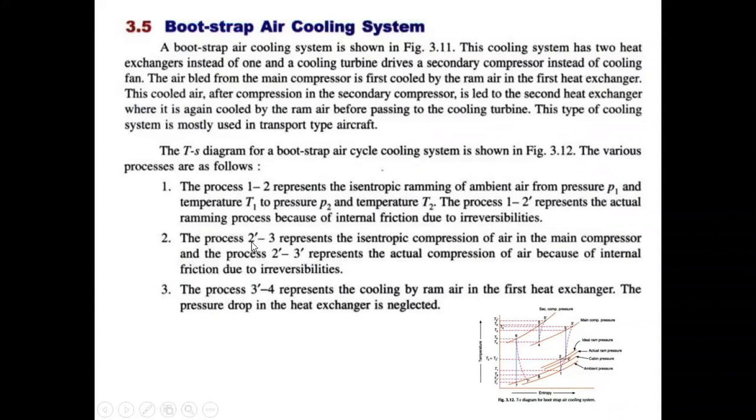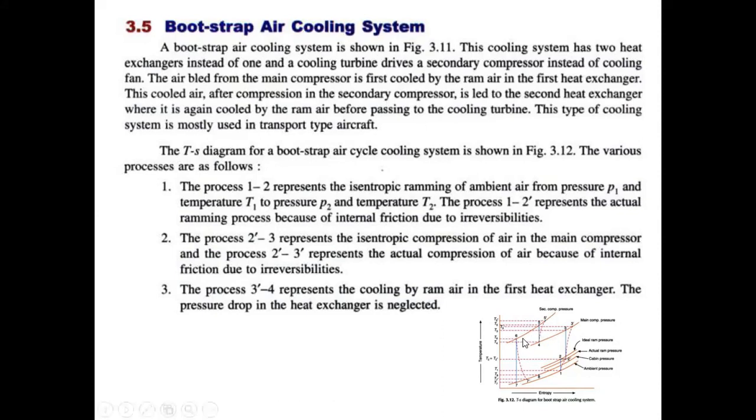After that, the process 2 dash to 3 represents the isentropic compression process by the main compressor. So 2 dash 3 represents the isentropic compression of air in the main compressor, and the process 2 dash 3 dash represents the actual compression of air because of internal friction due to irreversibility. The third one is the process 3-4.